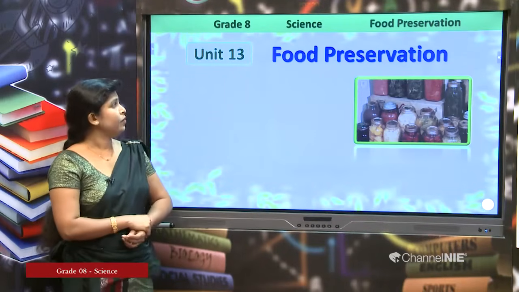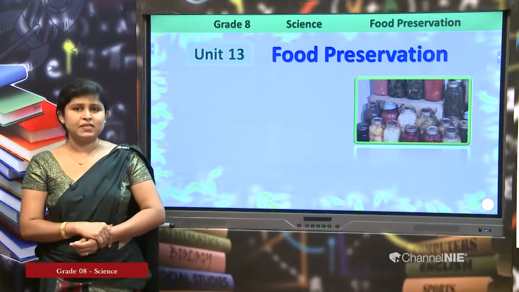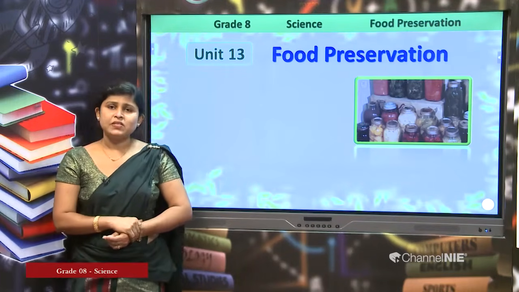Unit 13, food preservation. Actually, I would like to explain what food preservation is. Food preservation is a process of making the food stay longer by artificially controlling the factors that are affecting the growth of microorganisms. That is known as food preservation.